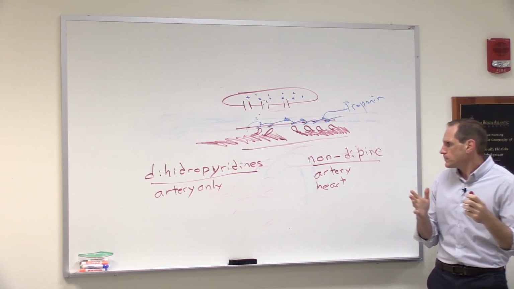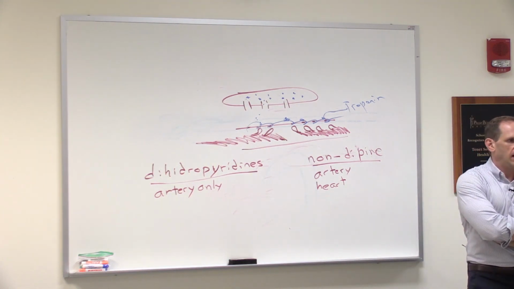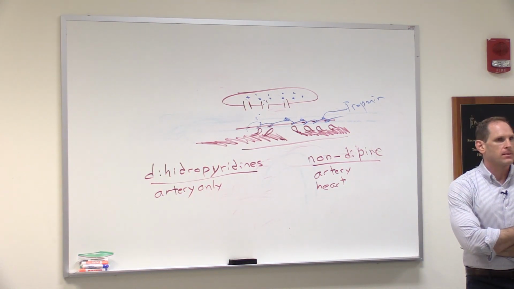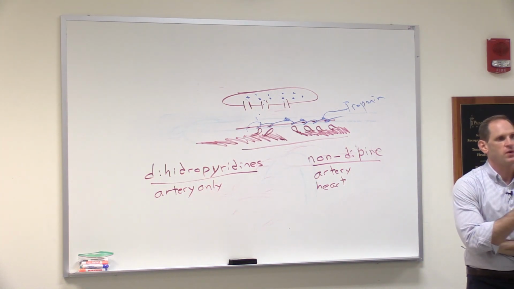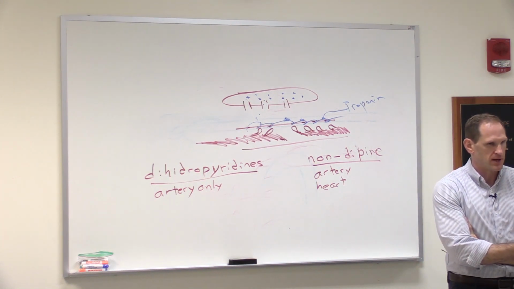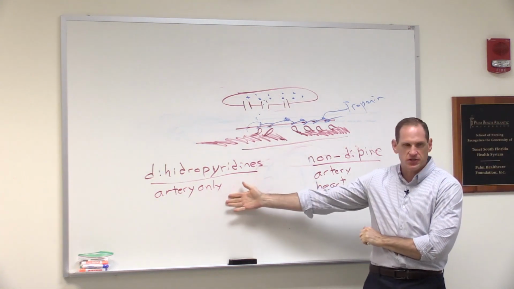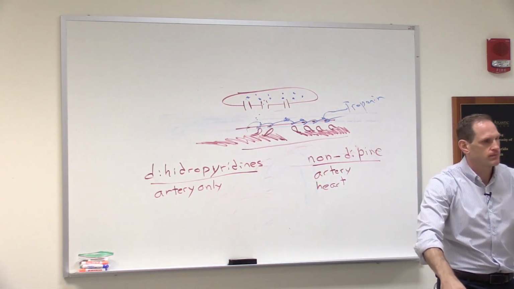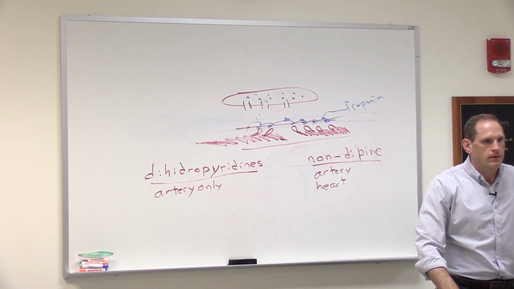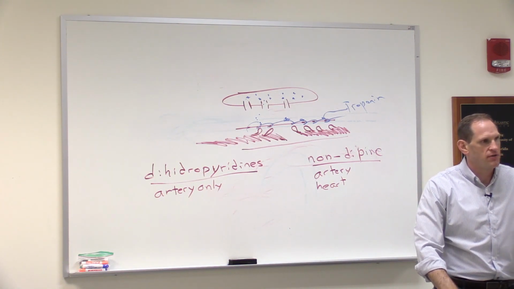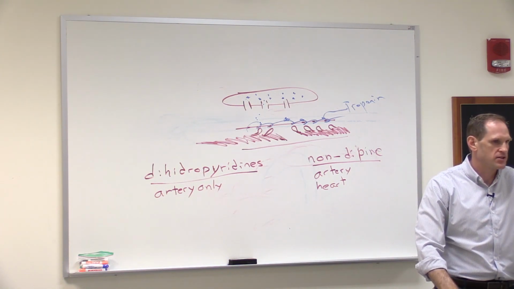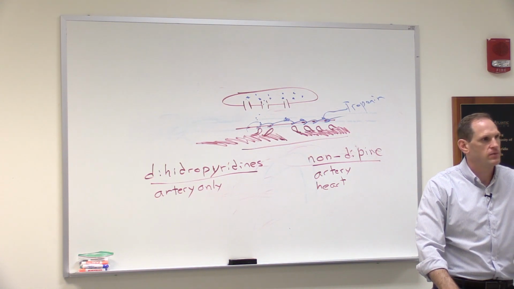All right. Now, a couple uses for these drugs. The first one and the main one is for blood pressure. By causing vasodilation, you decrease blood pressure. They can also be used for what's called vasospastic angina.